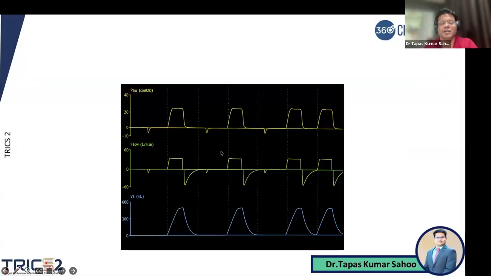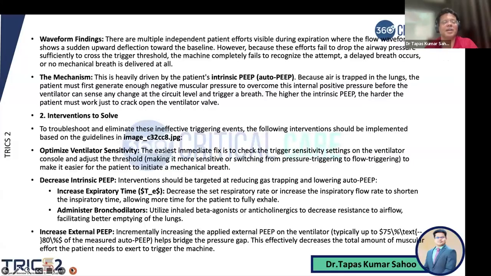Now you can see here, there is a deflection. This is trying to cross the baseline, but it is unable to actually initiate the breath, and the ventilator is unable to drag the air into the patient. Okay. Now, this is due to auto PEEP. Why is this happening? The air is trapped in the lungs. The patient must first generate enough negative muscular pressure to overcome this internal positive pressure before the ventilator can sense any change at the circuit level and then trigger a breath.